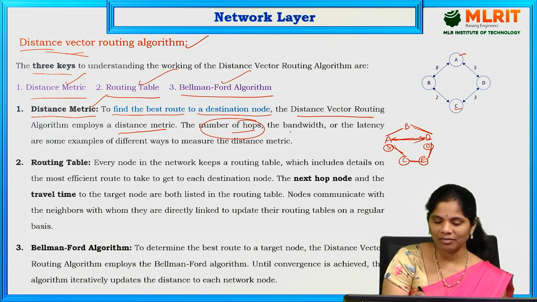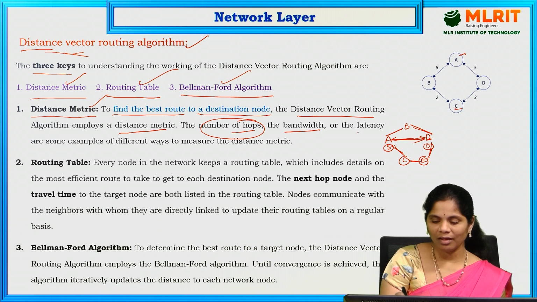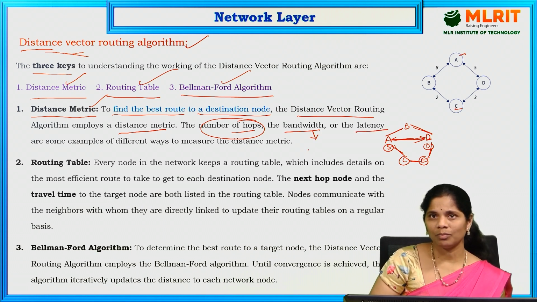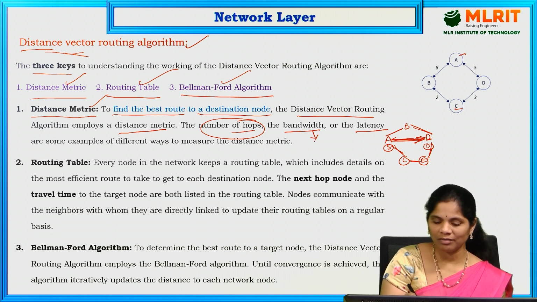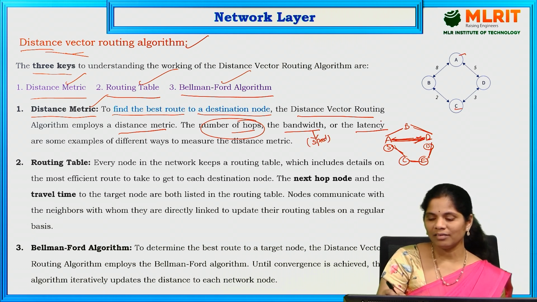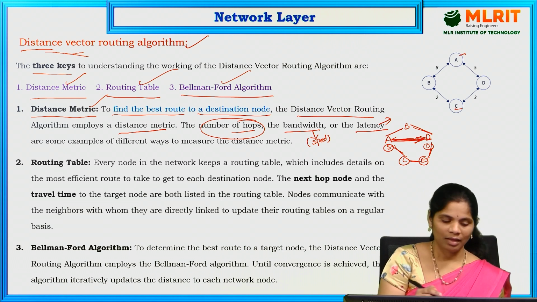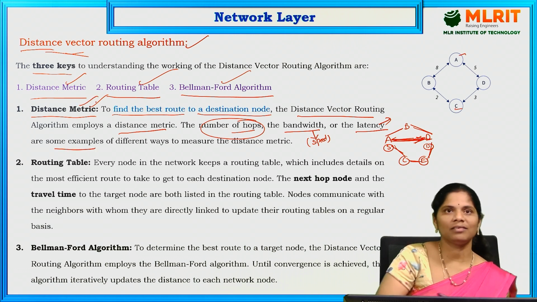The next condition is bandwidth, and the next one is latency. Bandwidth is talking about the capacity, that is, the speed: at what speed we are sending the data. And latency is talking about the transfer delay, the time taken, related to the number of hops. These are some examples of distance metrics.